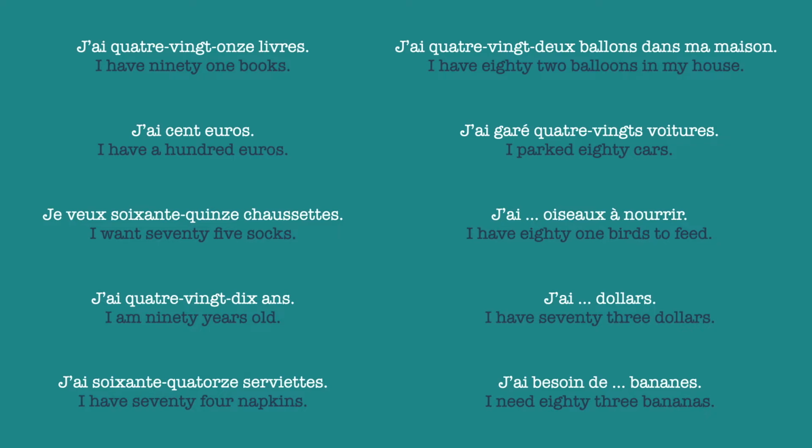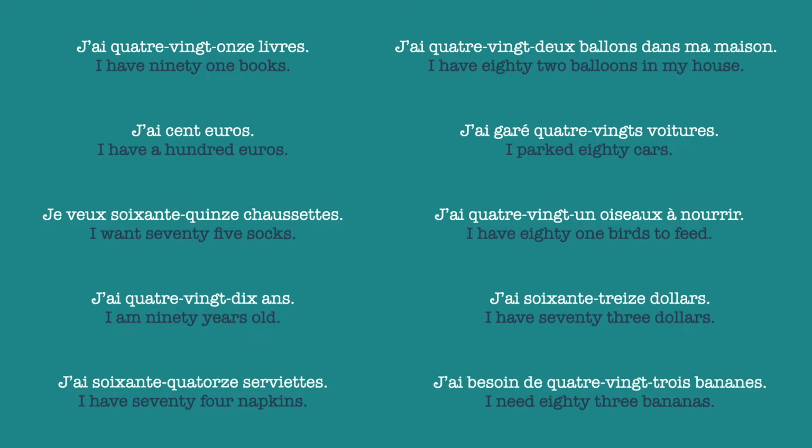What about the sentence, I have 81 hours of work? J'ai 81 oiseaux à nourrir. The penultimate is number 73. Do you remember this number? J'ai 73 dollars. 60 plus 13 equals 73. And the last one before the recap is 83. J'ai besoin de 83 bananes. This was the last sentence in the exercise.